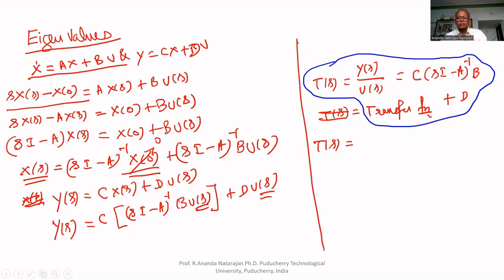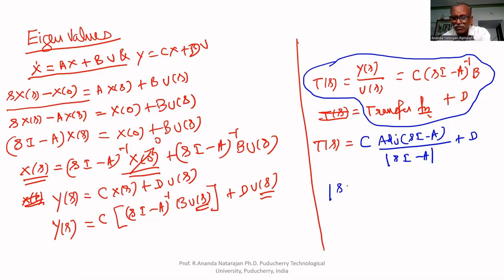So instead of writing like this, we can write like this. (SI minus A) inverse can be written as the adjoint matrix of (SI minus A) divided by the determinant of (SI minus A), plus D. If we take LCM, the determinant of (SI minus A) is the denominator. In a transfer function, the denominator is the characteristic polynomial. Therefore, determinant of (SI minus A) equal to 0 is the characteristic equation.